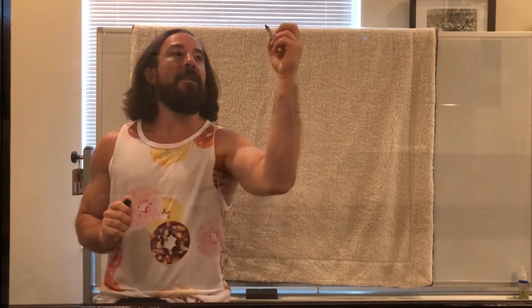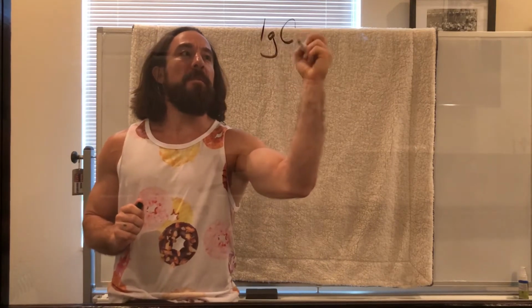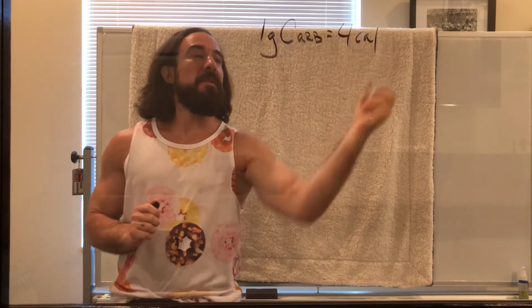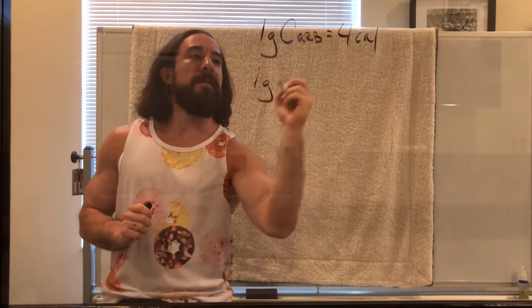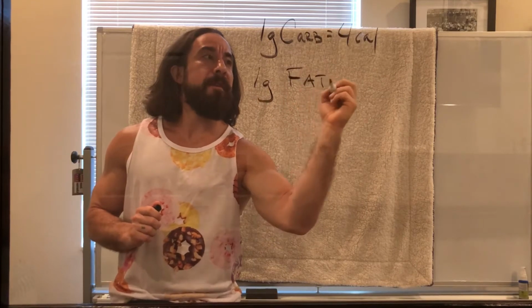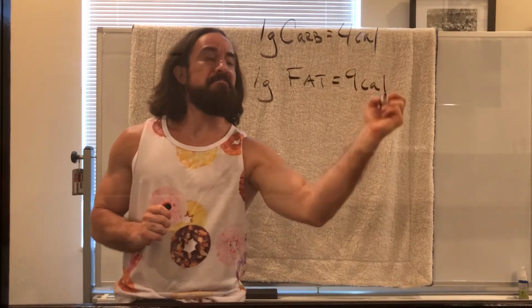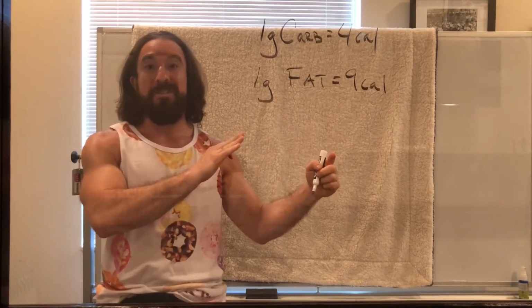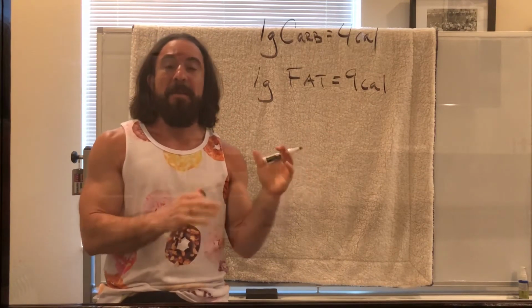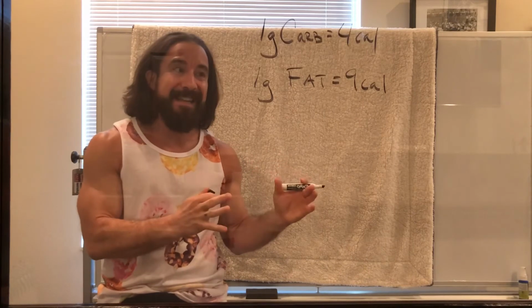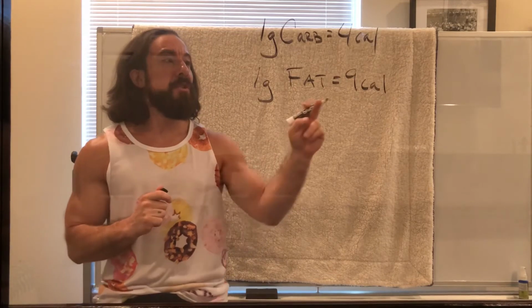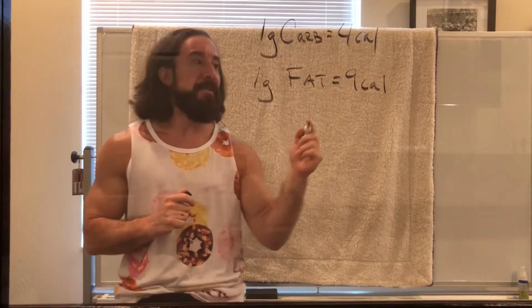So we know that 1 gram of carbohydrate is always equal to 4 calories. We also know that 1 gram of fat is equal to 9 calories. Science. Now, knowing that, we can make the appropriate adjustment, which is basically just balancing your caloric intake at the end of the day. So, for example, we go 20 grams of fat over.